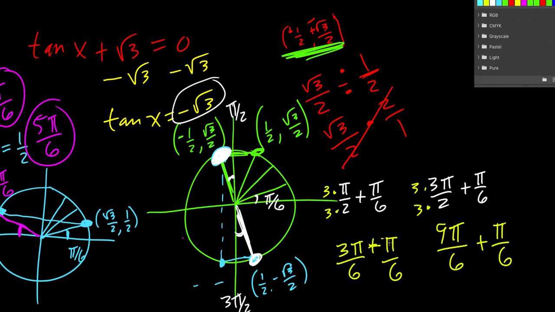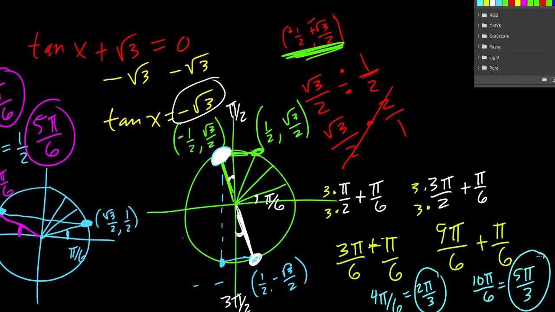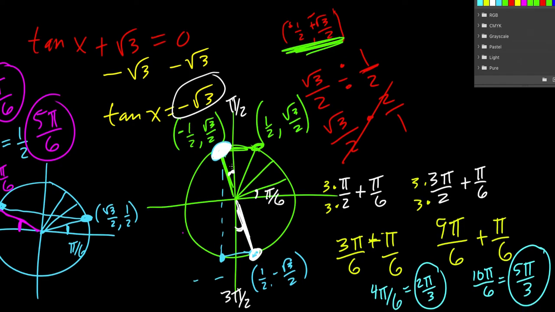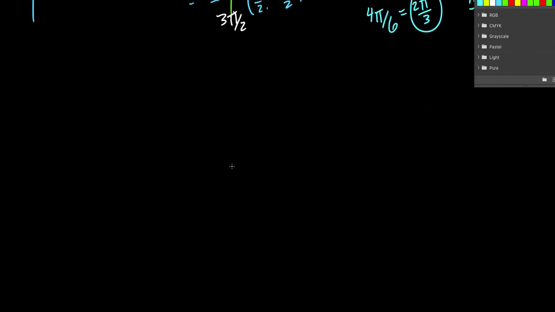So we get 3 plus 1, so we get 4 pi sixths, which is 2 pi thirds. So that's our first answer, and then this is 10 pi sixths, which is 5 pi thirds. Okay, so those are the two values that we could plug in for x that would give us negative square root of 3. All right, we're just going to keep going. It's going to be a long video.